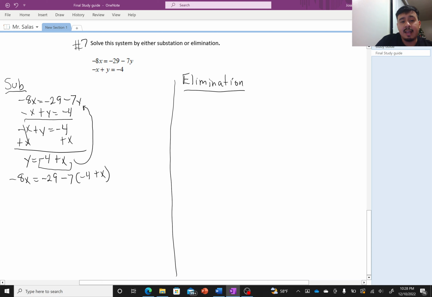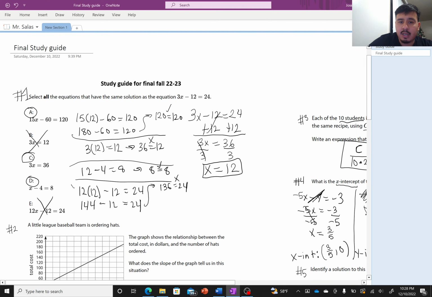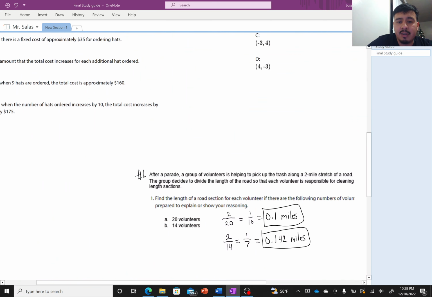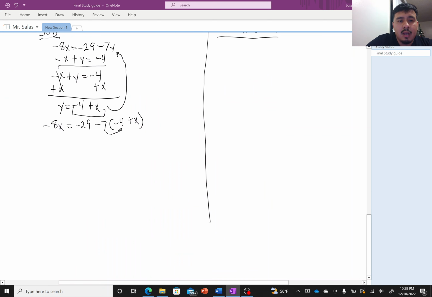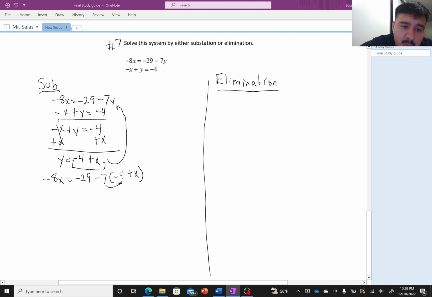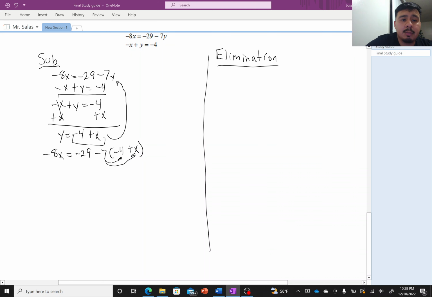All right. Next up, I'm going to go ahead and distribute this negative 7 to my negative 4. Whoops, what did I do? Oh, I moved it. Okay, I can fix this. Where was I? I was right here. I'm going to distribute the negative 7 also to the x. So I'm going to end up with, let me move my paper a little bit more up so that way I have more space. Negative 8x is equal to negative 29. Negative 7 times negative 4, that gives me positive 28. Negative 7 times positive x, that gives me negative 7x.